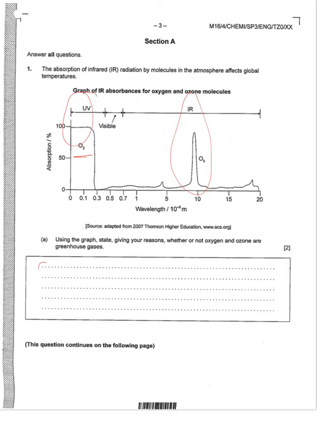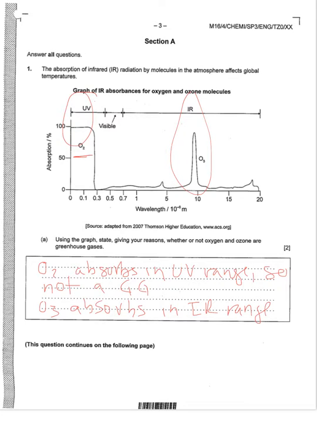So O2 absorbs in UV range, so not a greenhouse gas. I'm just going to put GG for greenhouse gas. O3 absorbs in IR range, so it is a greenhouse gas. And it really was that easy for the first one.